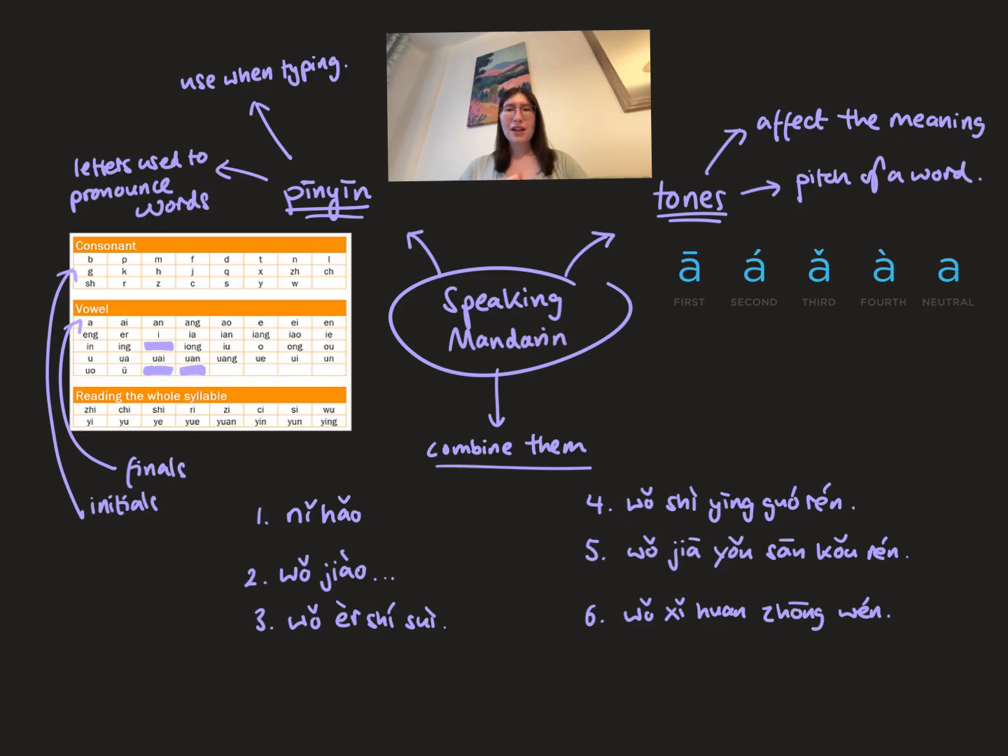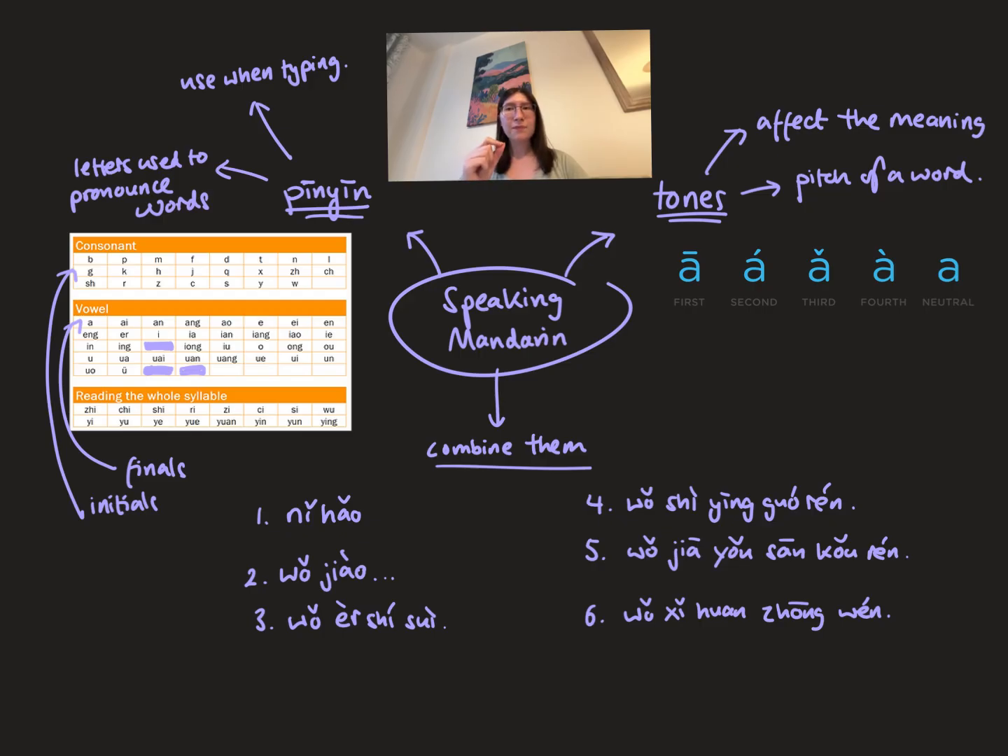Third tone is shown as down, up. But the third tone is tricky because it can be pronounced in two ways. So the traditional, commonly taught way is ah, ah. So you dip down, bounce back up. You hit a little bit of a gravelly spot in the middle there.